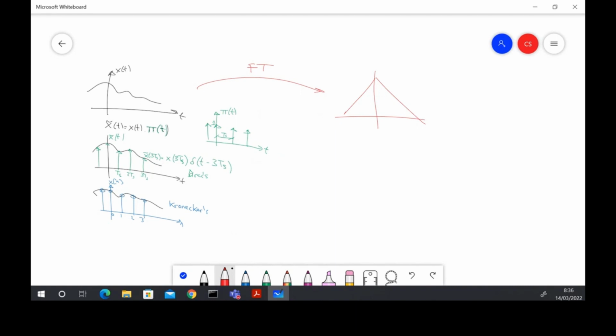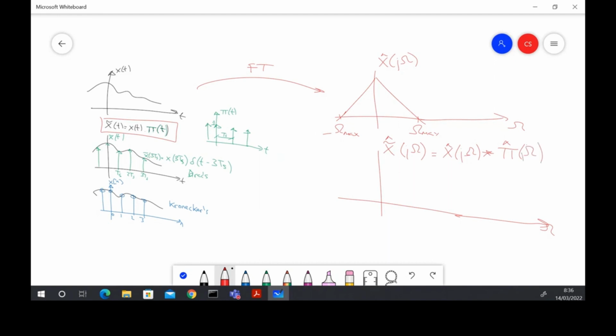Okay, so the Fourier transform of this will be this, omega, and it goes from minus omega max to omega max. And then, because of this multiplication here, what we have there is the convolution. So we will have this x tilde Fourier transform of j omega. This will be the Fourier transform of the original signal convolved with the Fourier transform of the train of deltas. And the Fourier transform of the train of deltas is another train of deltas, but now the deltas are separated at 2 pi over Ts.